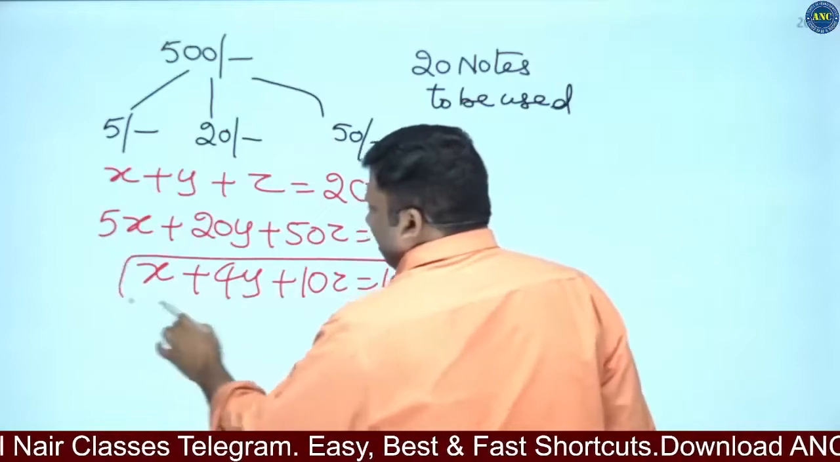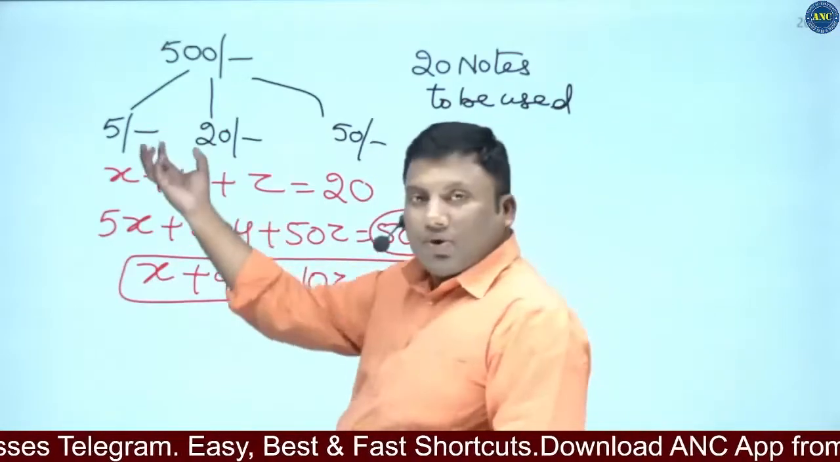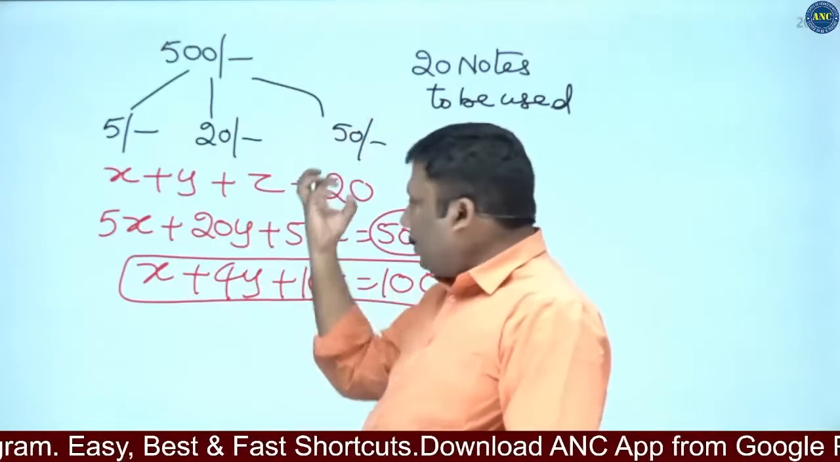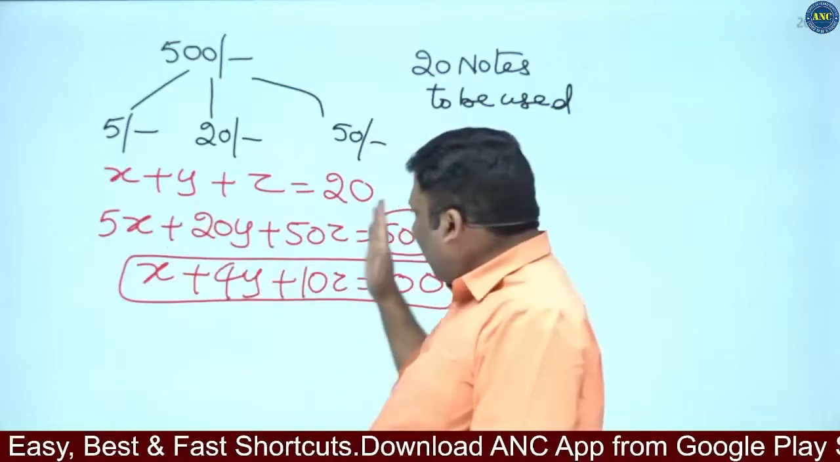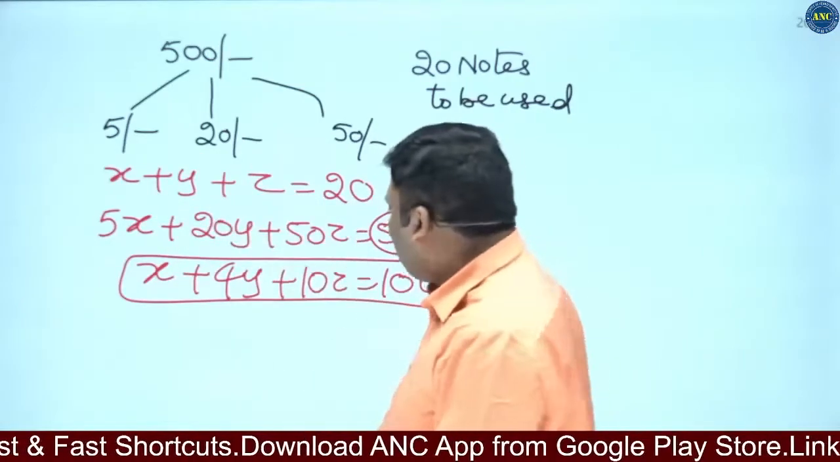Is this equation clear? Total money is 500. 5 rupees I am using x notes. 20 rupees I am using y notes. 50 rupees I am using z notes. Total value is 500. How many notes am I using? x plus y plus z.